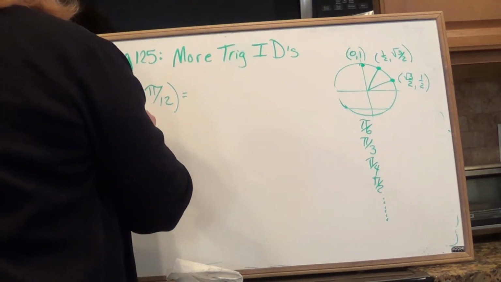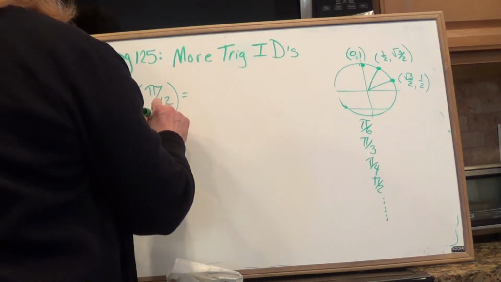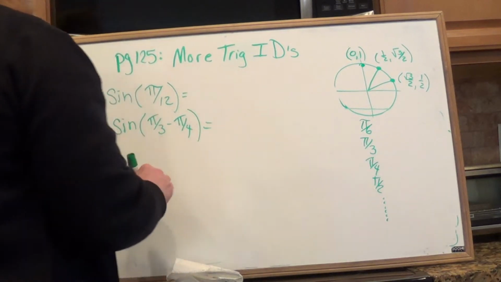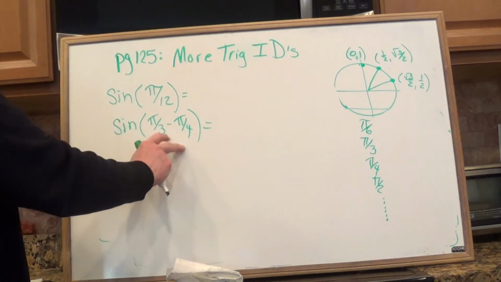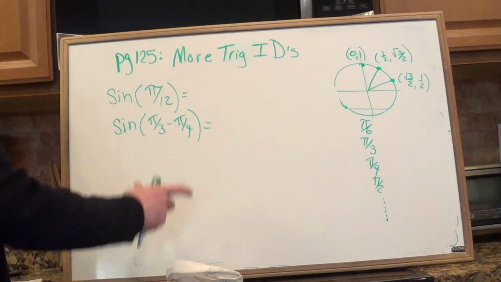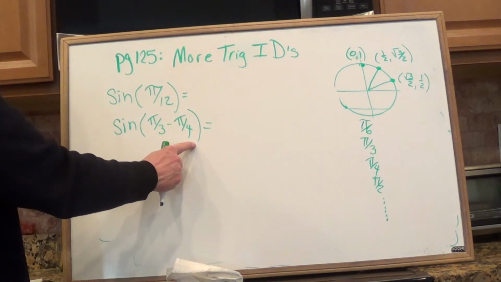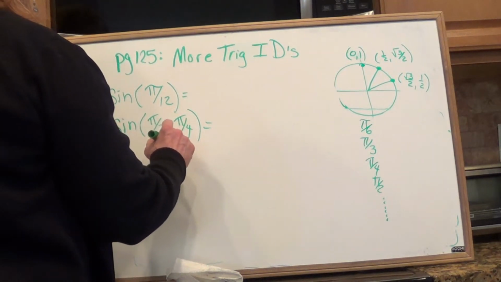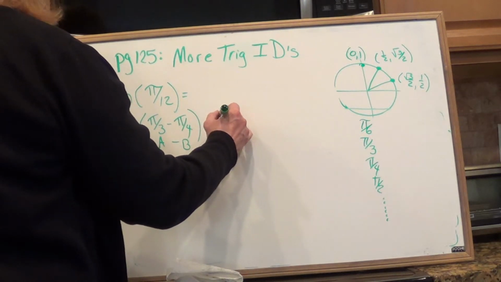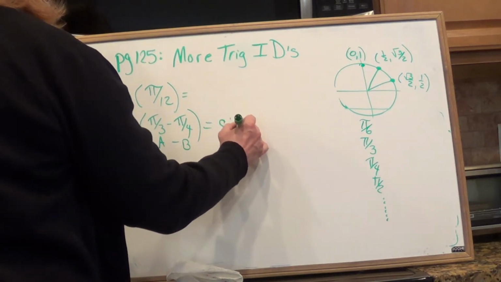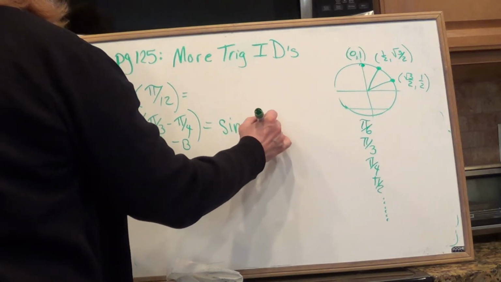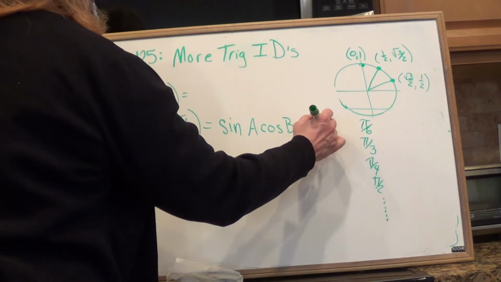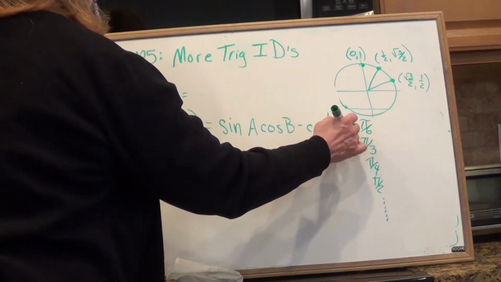So, sine of pi over 3, which is larger than pi over 4. Alright, so I believe this is 4/12 and 3/12. So when I subtract those, I do get 1/12. So this is equivalent. I know the sine and cosine of these, so I'm going to use the trig identity, sine of A minus B. So if I recall right, that was sine A cosine B minus cosine A sine B.